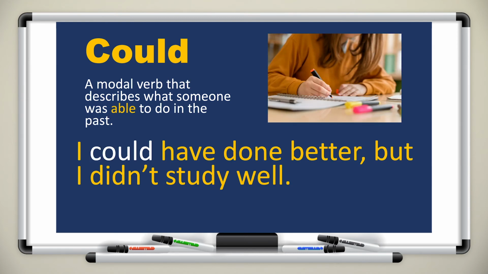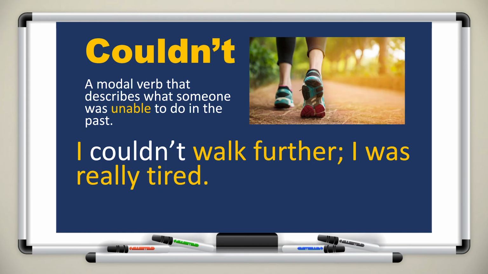The next modal verb is could. The modal verb could describes what someone was able to do in the past. So for example, when I say, I could have done better, but I didn't study well. So this was my ability in the past. If I want to use could in the negative form, I will say couldn't. For example, I couldn't walk further. I was really tired.